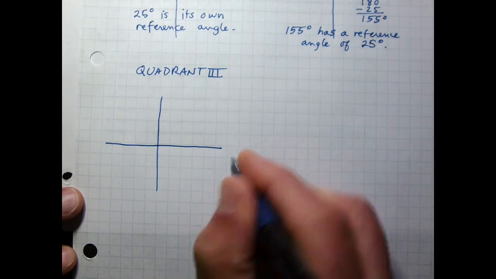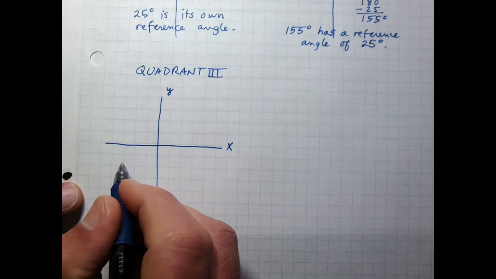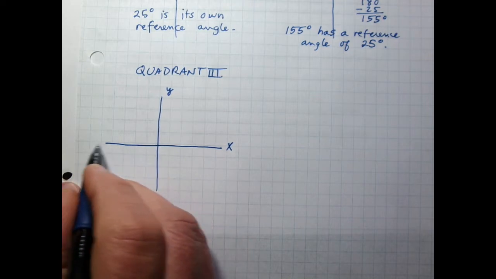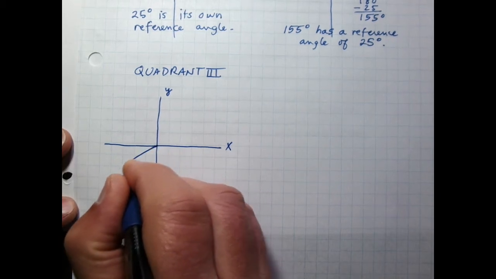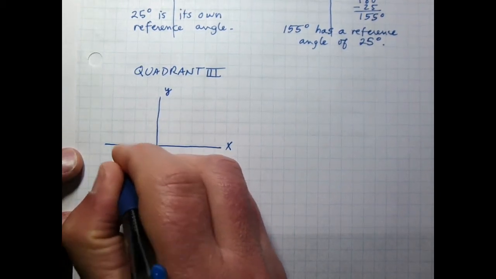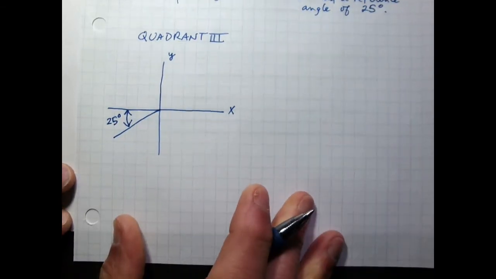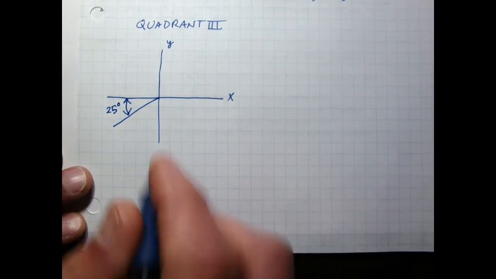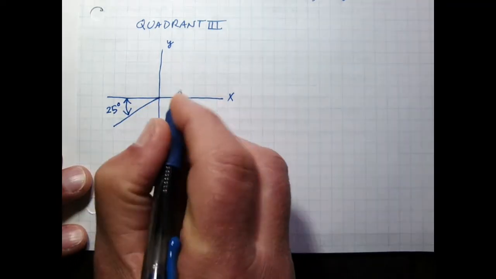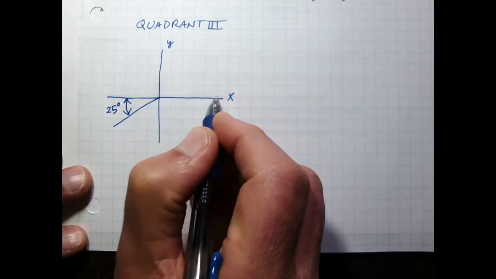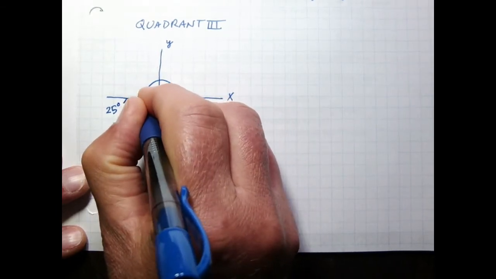Now in quadrant 3, we're down here, and again the reference angle will have one side along the x-axis, negative x-axis in this case. So I'm going to imagine 25 degrees in this position. And the angle we're looking for between 0 and 360 that has that reference angle is going to have this terminal side and be in standard position. So it's got to start at the positive x. It's got to start and rotate around like so.